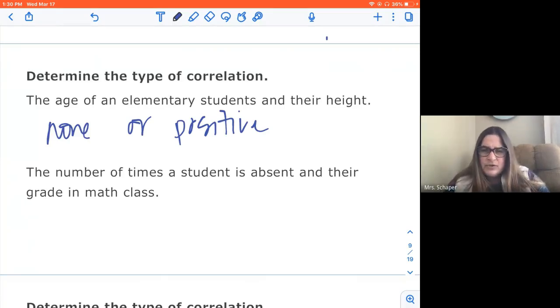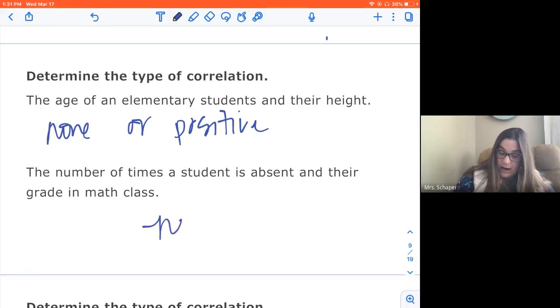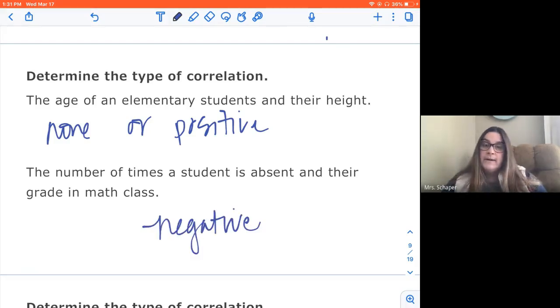The number of times a student is absent and their grade in math. All right. I would say typically the number of times that a student misses a class or misses a Google Meet means that their score on their assessments are going to come down because they're not getting the learning that they need. So I'm going to say for this one, in most cases, this is going to have a negative correlation. The more you miss, the less you understand and the lower your grade's going to go.